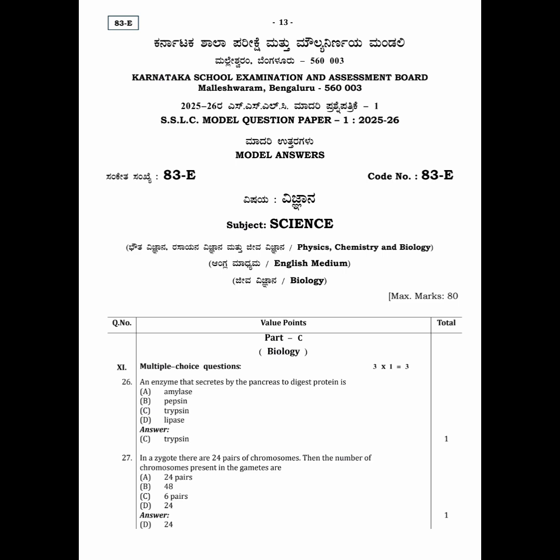Question number 27. In a zygote, there are 24 pairs of chromosomes. Then the number of chromosomes present in the gametes are option A 24 pairs, option B 48, option C 6 pairs, option D 24. Answer is option D 24.